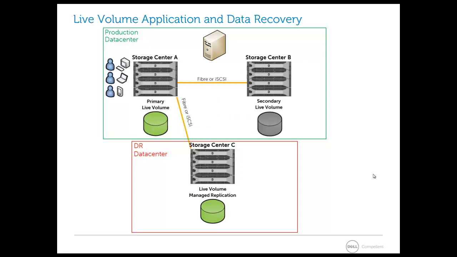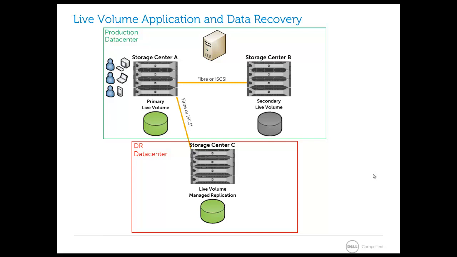Should a role swap occur where the primary live volume moves or migrates to Storage Center A, the live volume managed replication will automatically change its replication pattern to use Storage Center A as its source of replication, where the primary live volume now lives, and that replication will flow to Storage Center C. Live volume managed replication supports both asynchronous and synchronous replications, including both modes of synchronous, high consistency and high availability.